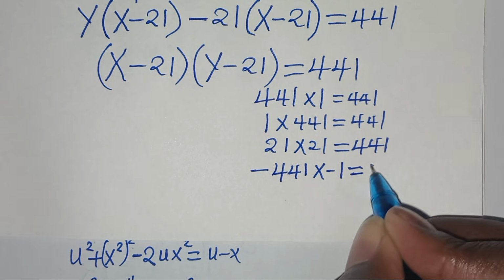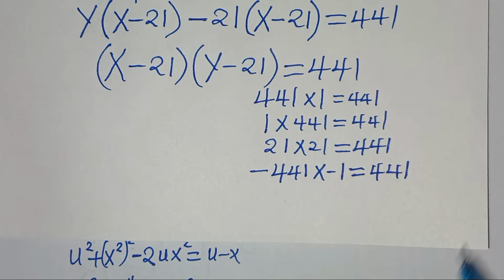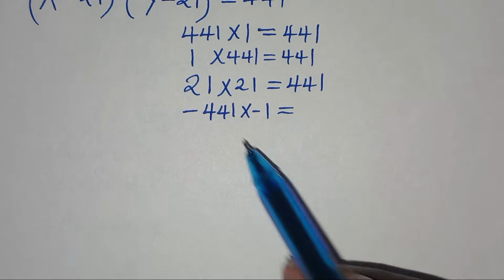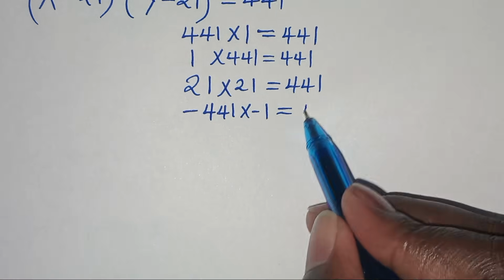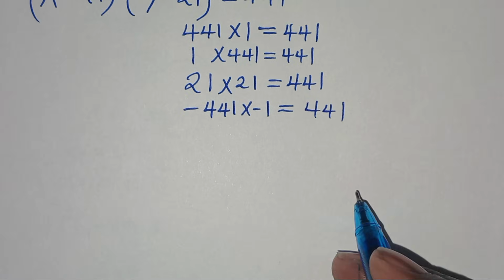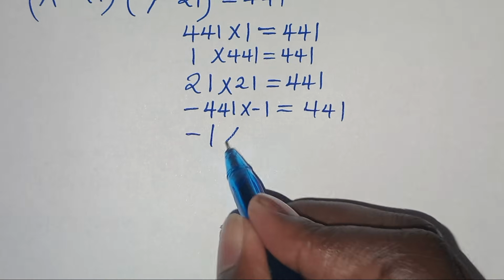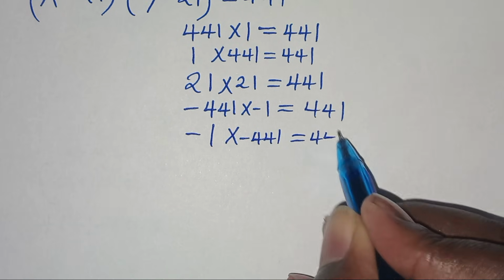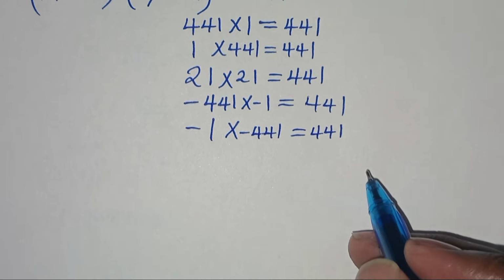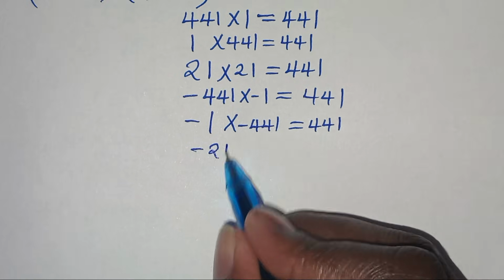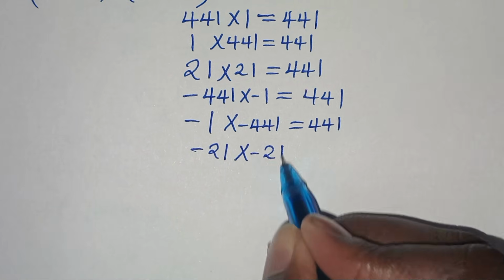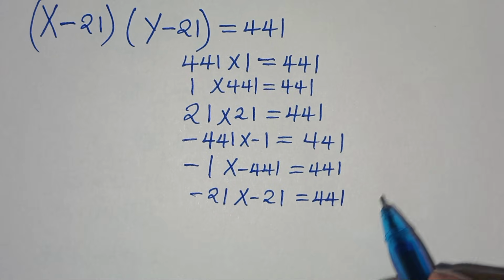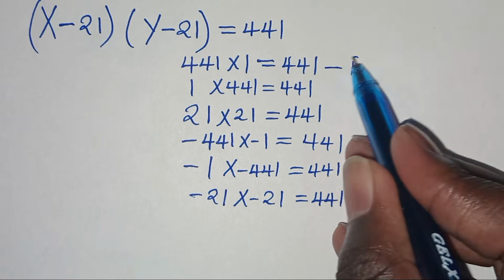This is equal to 441. Then minus 1 times minus 441 is equal to 441. And we have minus 21 times minus 21, this is equal to 441. So this is the first case.